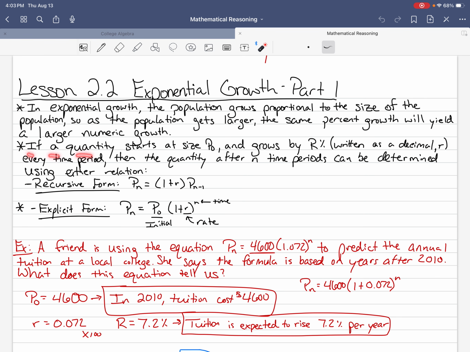If a quantity starts at a size that we're going to call P sub 0 and grows by R percent, and if you write it as a decimal, you would use little r every time period, then the quantity after n time periods can be determined using either relation. And like we had in the last lesson, we have both a recursive and an explicit form. Again, the recursive is handy if you know a previous term, but typically explicit form is more what we will use.